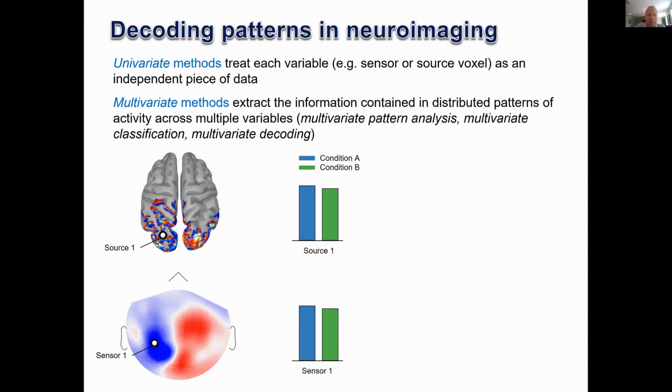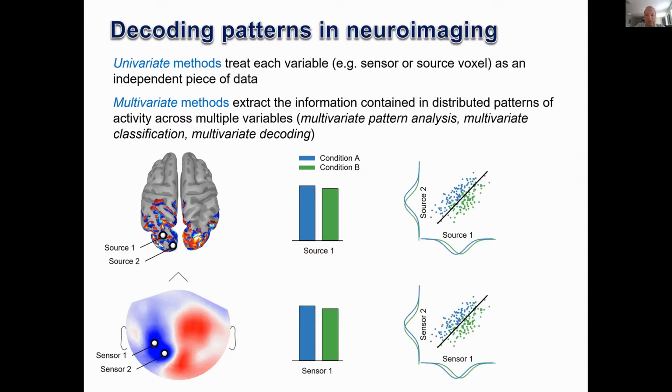However, if you have a pair of sources, or more in the general case, and you see these data scatter plots in a multidimensional space, you may be able to find hyperplanes or separating manifolds that really show the difference between the two conditions. So in this case, you will be able to discriminate condition A and condition B by using the combination of the two sources, but none of the marginal distributions of the individual sources would be helpful. And the same idea applies to sensors as well.